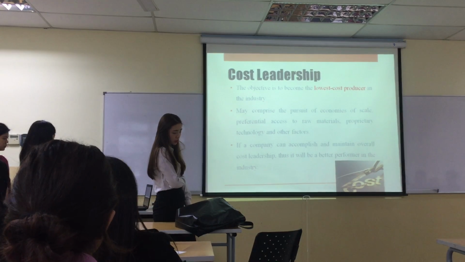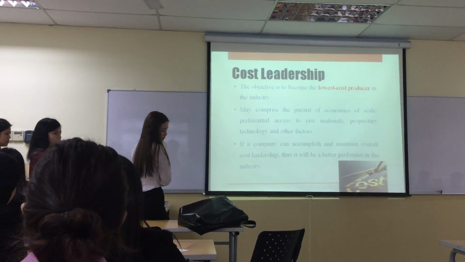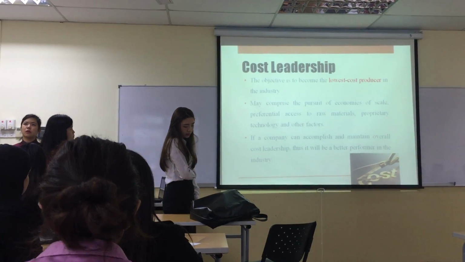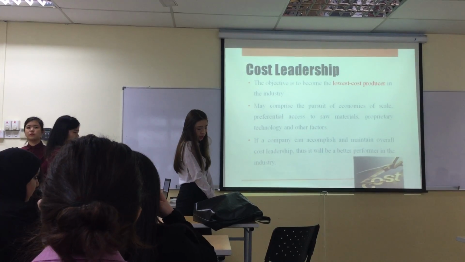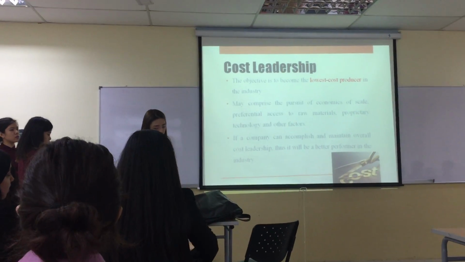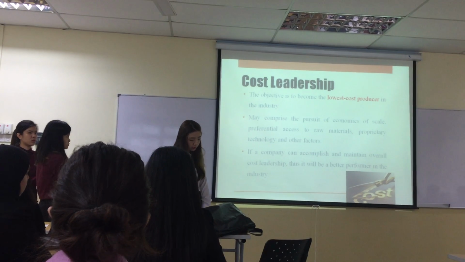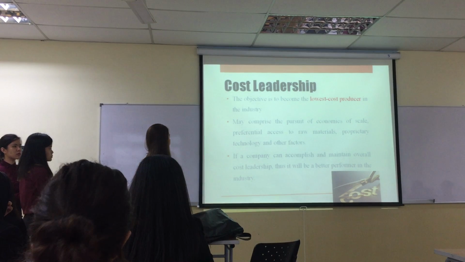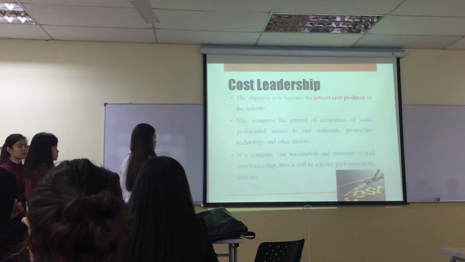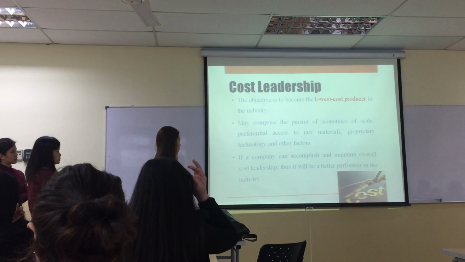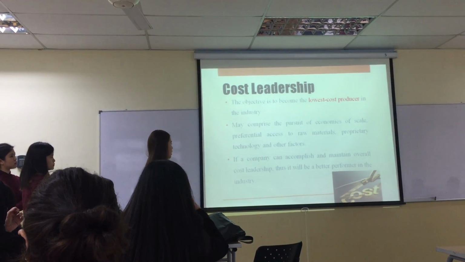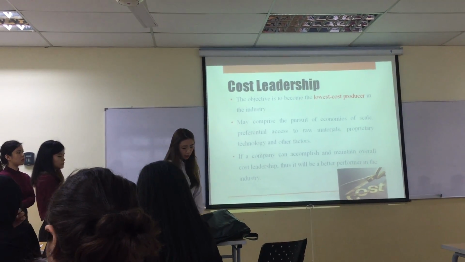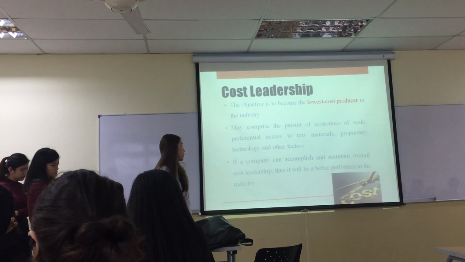So in cost leadership strategy, the objective is to become the lowest cost producer in the industry. The sources of cost advantage are varied and depend on the structure of the industry. They may comprise the pursuit of economies of scale, preferential access to raw materials, proprietary technology, and other factors. If a company can accomplish and maintain overall cost leadership, then it will be a better performer in the industry, provided it can command prices at or near the industry average.